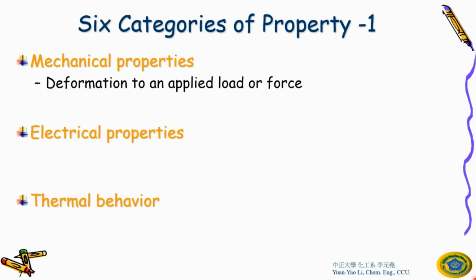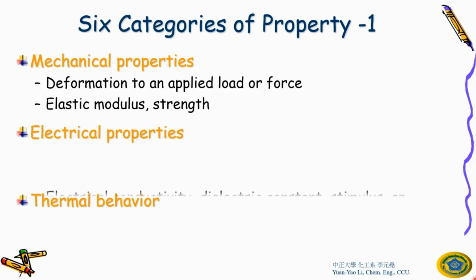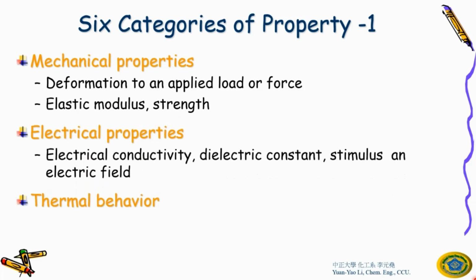The first one, mechanical properties. I'm sure you know this from high school. There's no problem. The second one, electrical property. Okay, electrical conductivity, dielectric constants, stimulus, electrical field. These are all related to the electrical properties. How about thermal property? Thermal conductivities, heat capacity, etc. These are all related to the thermal behavior.